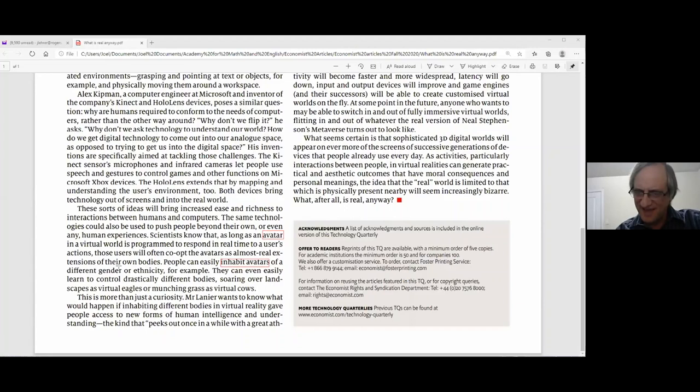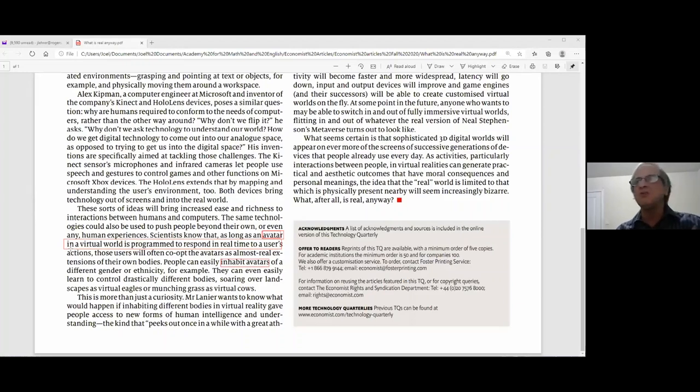Okay, so let's look at what they're saying. These sorts of ideas are going to bring increased ease and richness to interaction between humans and computers. So look at what they say here. As long as an avatar in a virtual world is programmed to respond in real time to a user's action, those users will often co-opt the avatars as real extensions of their own bodies.